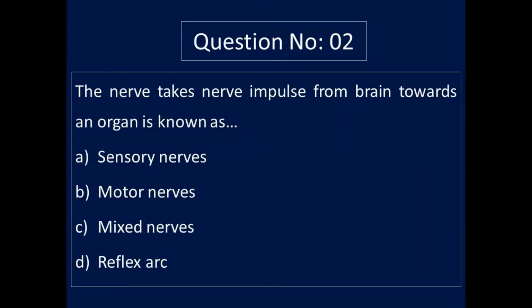Question number 2. The nerve that takes nerve impulse from brain towards an organ is known as option A. Sensory nerve, B. Motor nerve, C. Mixed nerve, and D. Reflex arc. Right answer for this question is option B.